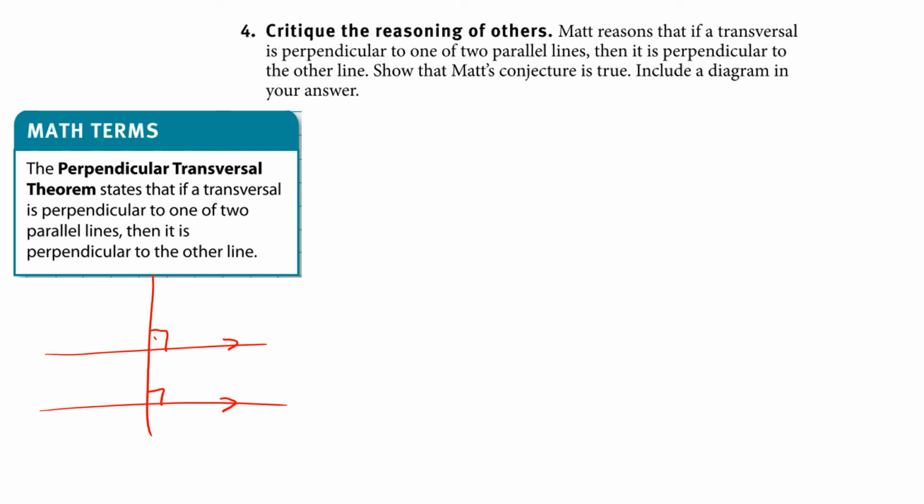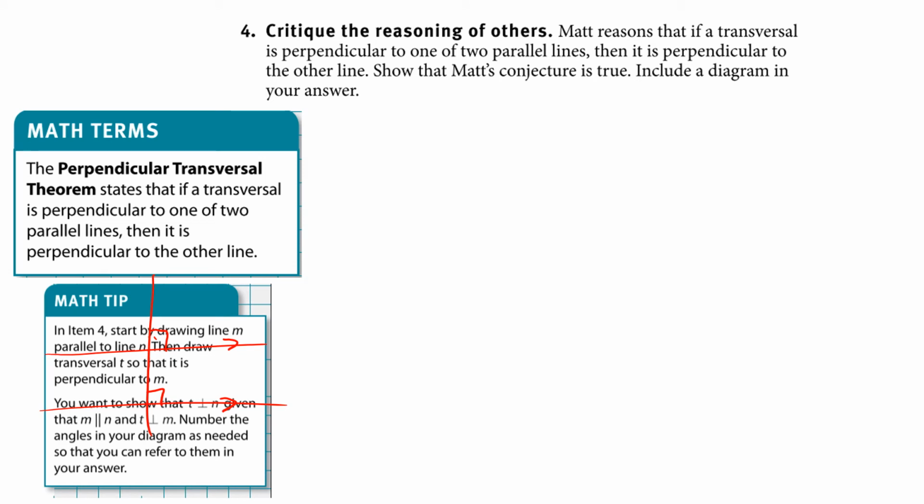So in number 4, what I want you to do is go ahead and pause your video, work number 4 on your own, and make sure you are drawing a picture as well for this one, okay? All right, so Matt reasons that if a transversal is perpendicular to one of two parallel lines, then it is perpendicular to the other line. Show that Matt's conjecture is true and include a diagram in your answer. So this is the diagram I have. You have this math tip. I hope you read that, but go ahead and read over that math tip for yourself. So here's the diagram I chose though, okay?